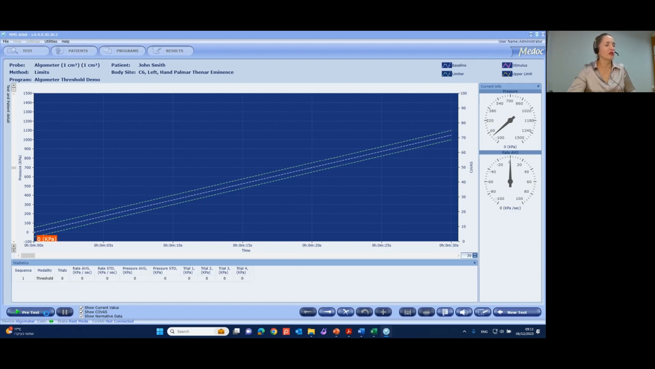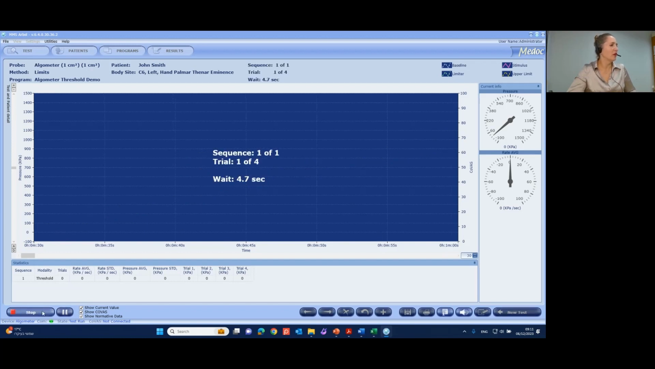You will see that it will start counting down, and in between tests. Now we press the button, it starts counting down 5 seconds, and let's apply the pressure.